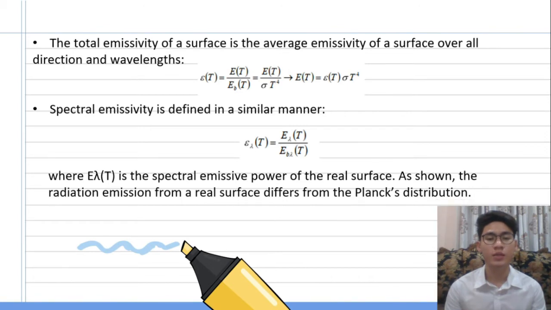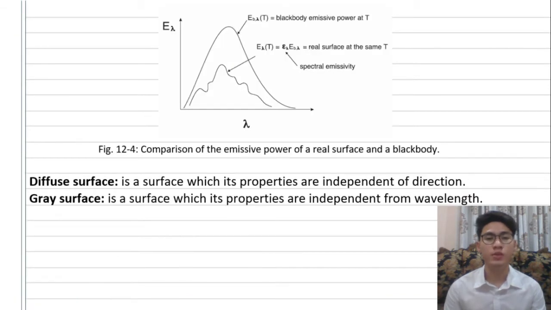Emissivity ε_λ(T) equals E_λ(T) divided by E_bλ(T), where E_λ(T) is the spectral emissive power of the real surface. As shown, the radiation emission from a real surface differs from the Planck distribution. The figure shows the comparison of the emissive power of a real surface and a blackbody.